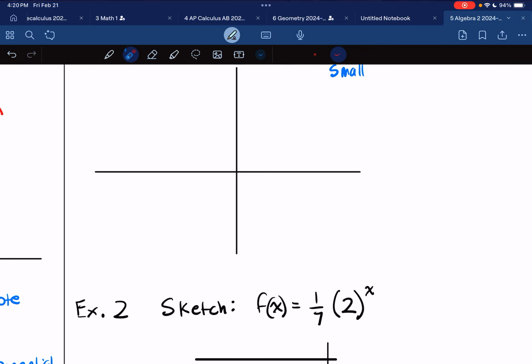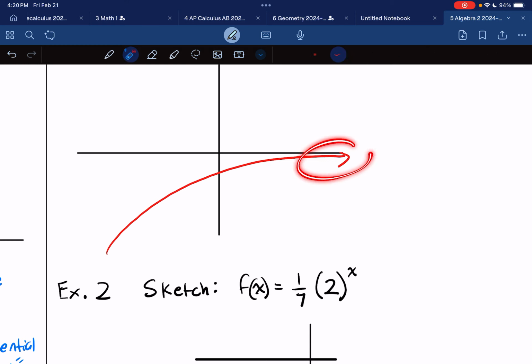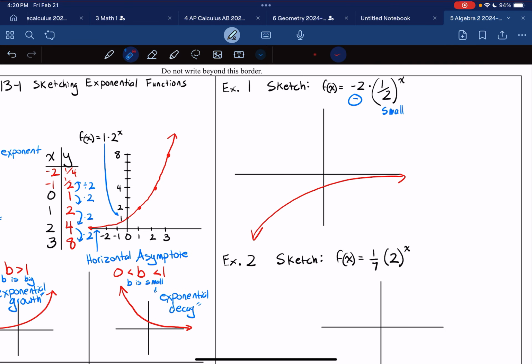So I'm going to do a very, very quick sketch and go, ta-da, it goes like that. And notice I was very careful on my horizontal asymptote. I do want to have an arrow over here. That's it. That's all I'm looking for, that generic shape. Okay, let's try another.